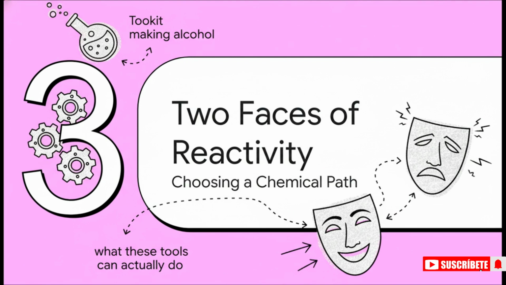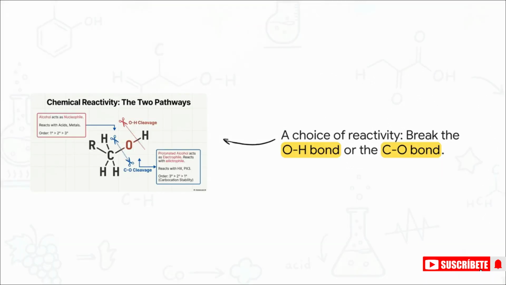Turns out, alcohols kind of have 2 different chemical personalities. And you know what's wild? It all comes down to a super simple choice. The entire reactivity, its whole chemical personality, boils down to one question. Are we going to break the bond between the oxygen and the hydrogen, or the bond between the carbon and the oxygen? Each choice sends the molecule down a totally different reaction path.